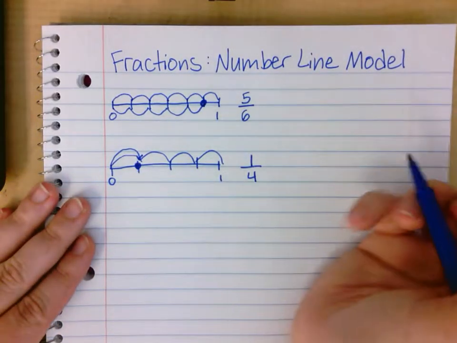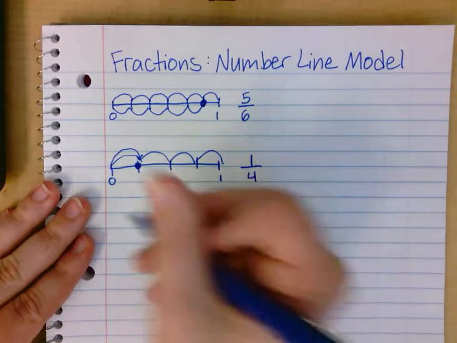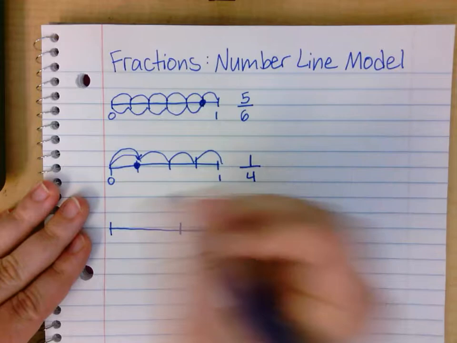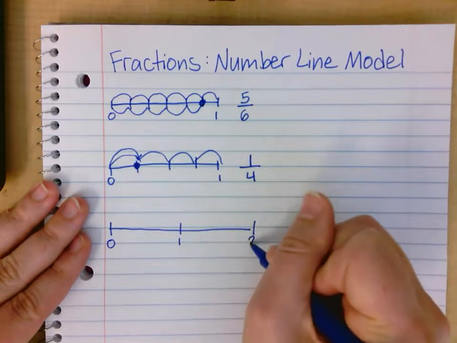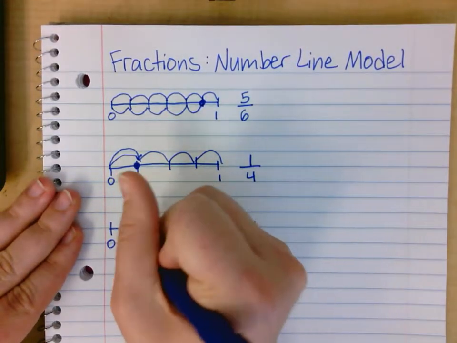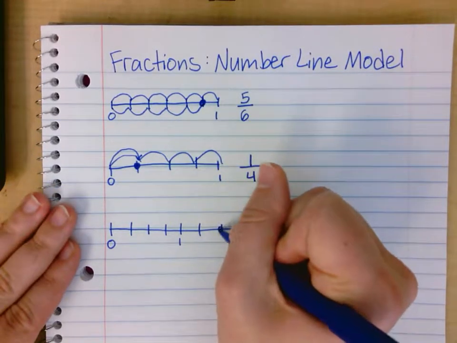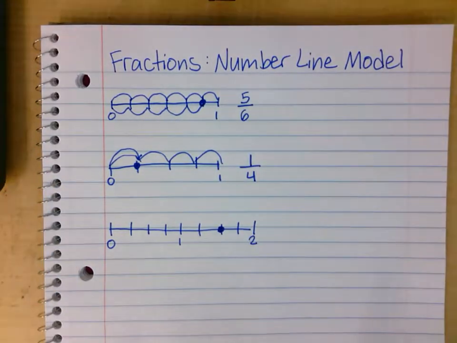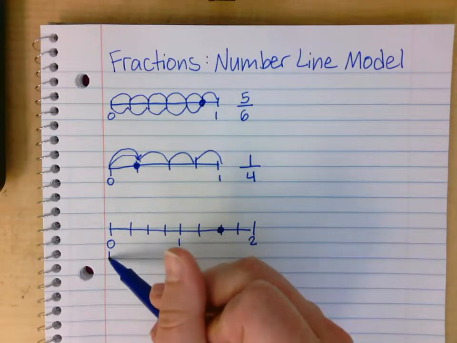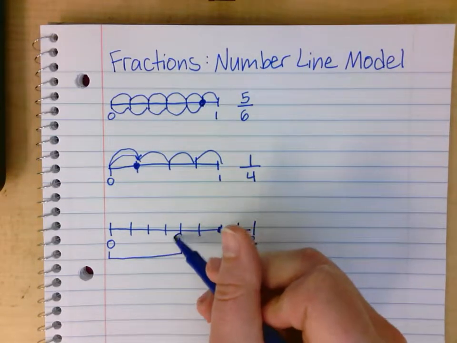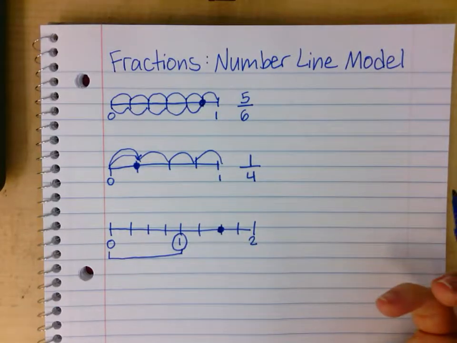Now, mixed numbers get a little bit trickier. So we could have a number line, and let's say we have 0, 1, and 2 now. So we are going to say, what fraction is this? Now, we need to look at numbers between the wholes. So it goes from 0 to 1, and my mark is past that. So I know that my number is at least one whole.